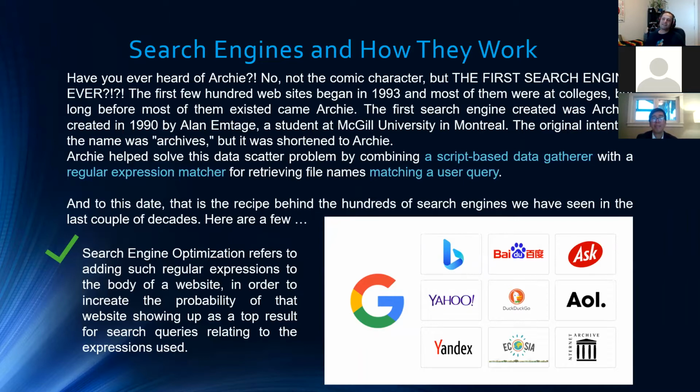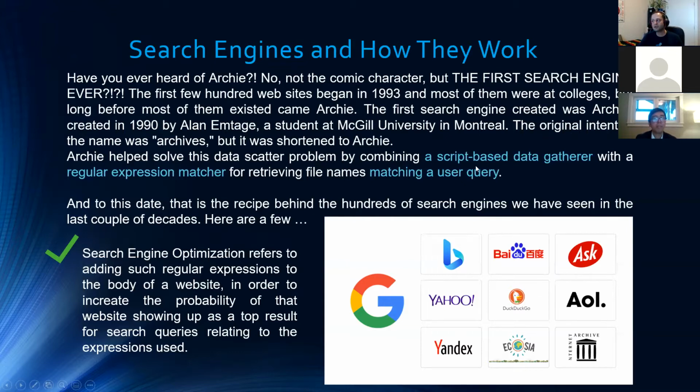but here's the thing. Archie, this line is pretty much one of the most important lines here. Archie helps solve the data scatter problem. So that was the job of a search engine, so that people at those colleges or companies can access specific content inside their own private databases very quickly instead of manually scrolling and trying to find it. And how did it do it?